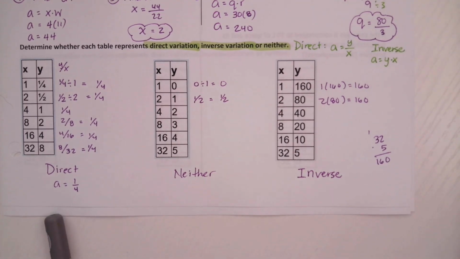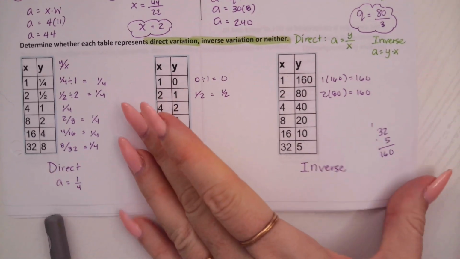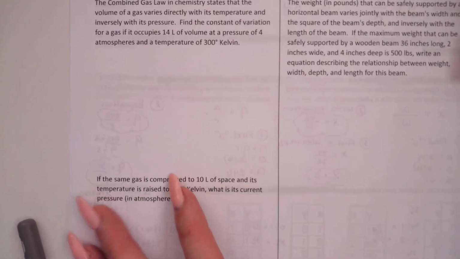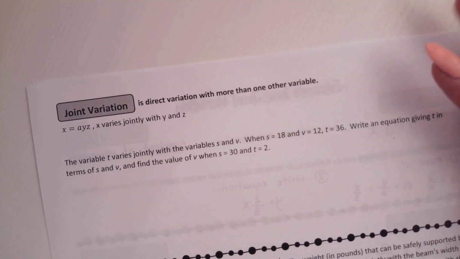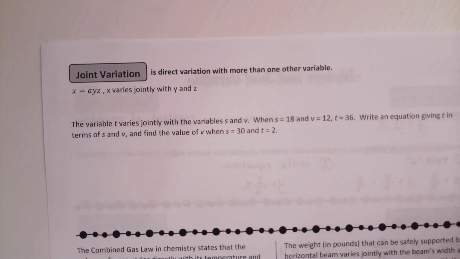All right. You can also have a combination of these 2 types of variation together. Or a combination of like 2 direct variations, or a direct variation and joint variation, and that's called joint variation. It's kind of like joins the 2 of them together. Joint variation is direct variation with more than one other variable. So it's not just one x and y. It'll have some additional variable.